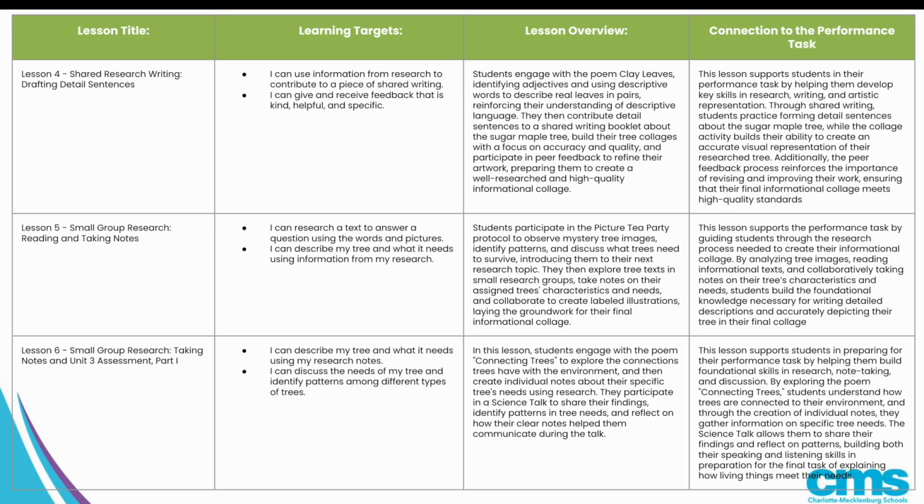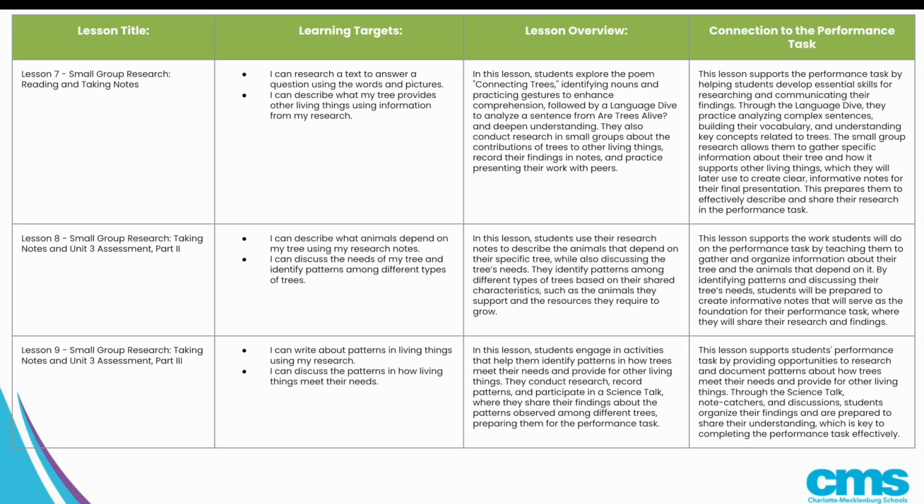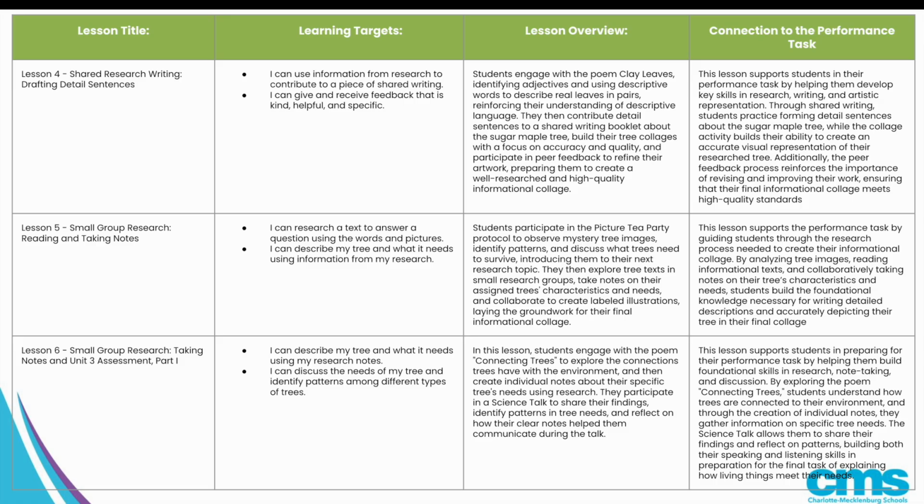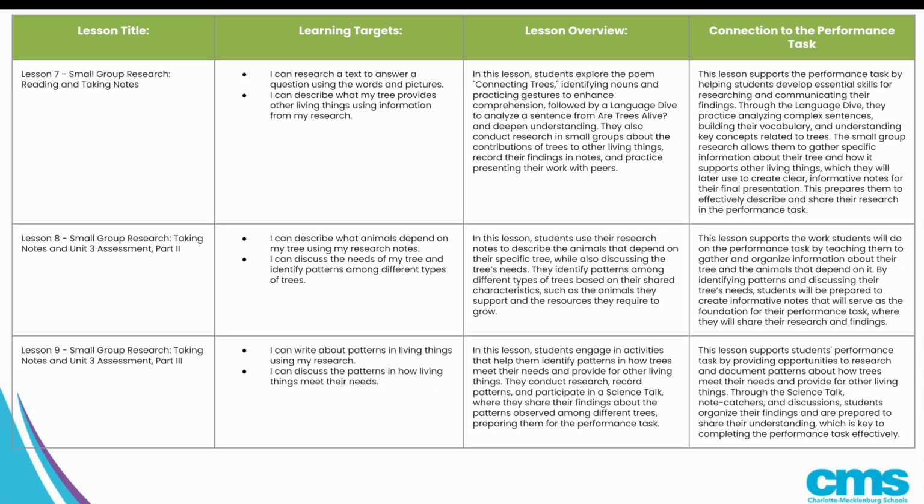Again, allowing students to choose which tree they would like to research, but then strategically planning who in those groups could work together. Lesson 6, students will continue their note-taking and research, and through lesson 7. Lesson 6 also is that assessment part 1, which is that first science talk question. Lesson 8, you could see assessment part 2, that's our second science talk question. And lesson 9, part 3, that's our third science talk question.